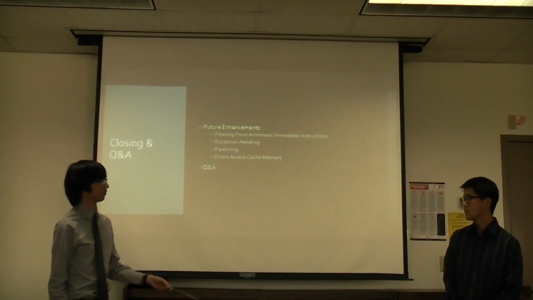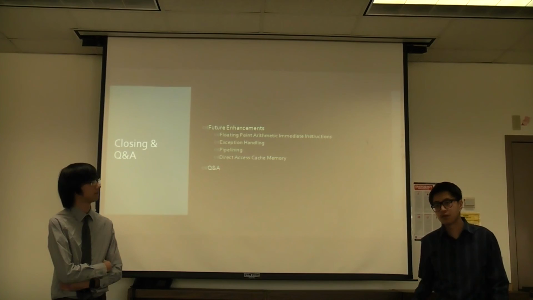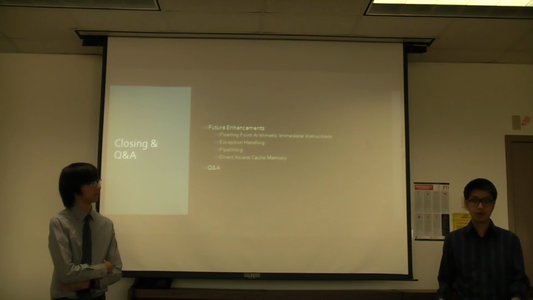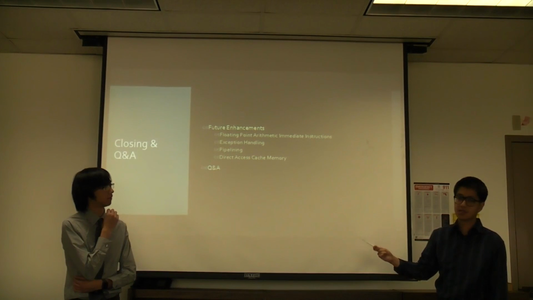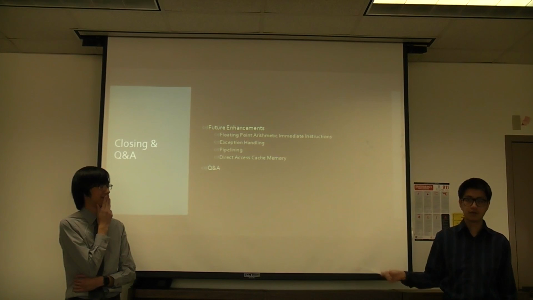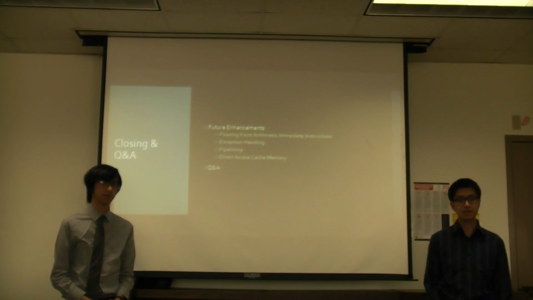Yeah, and the other things that we would do are pipelining and direct access cache memory. We would expect this would give the processor the capability to do many, many more instructions at a time. And that's really it. With the arithmetic and the immediate instructions, there's so much more we could have done. Branches: we threw the same ones into the floating point data path, but there just wasn't enough time. So, yeah. Any questions?